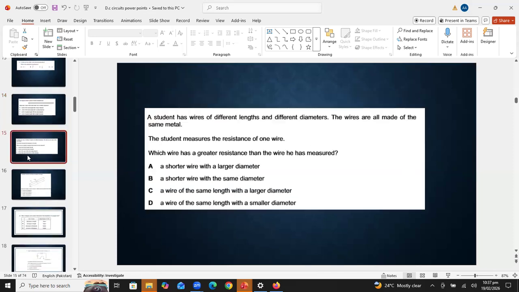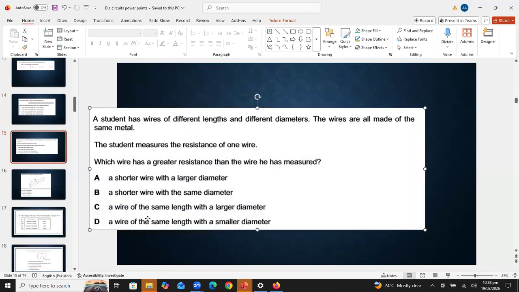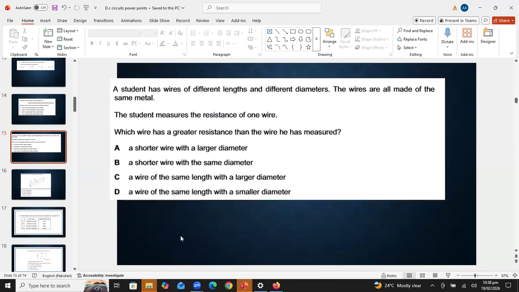There are some more questions. A student has a wire of different length and different diameters. The wires are all made up of the same metal. Same metal means they all have same resistivity. Now the student measures the resistance of one wire. Which wire has greater resistance? Greater resistance. तो देखिए बेटा, greater resistance means length should be greater. Alright, length should be same or length should be greater.